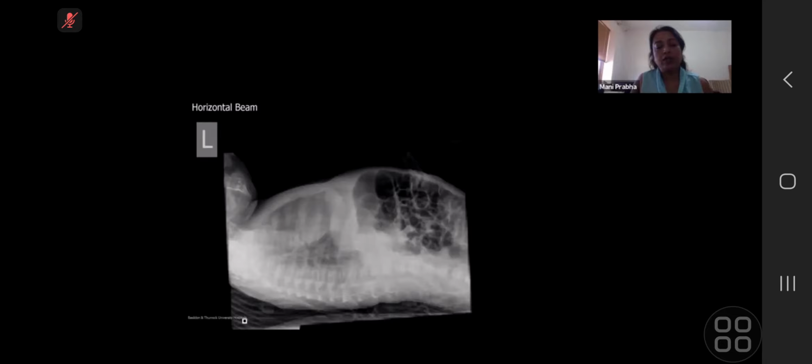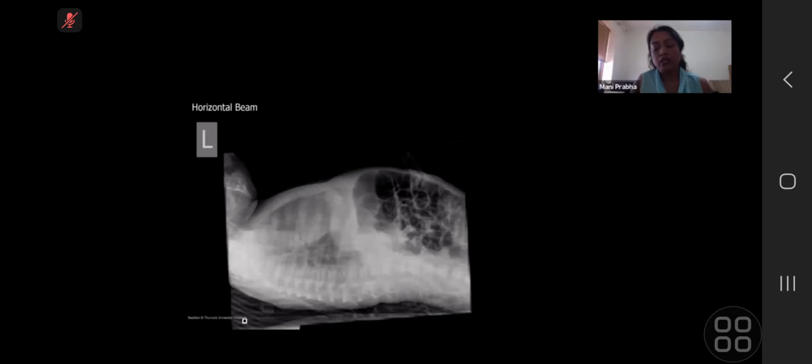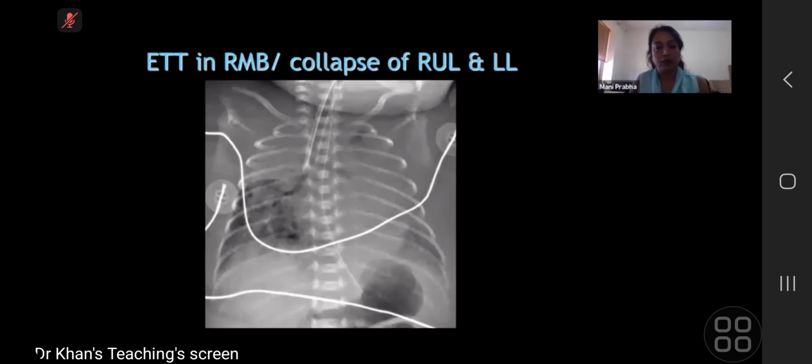So the lateral position is more useful because it tells you also the side where the air is. Otherwise, you can see the side on an AP radiograph, but the dose is less in the lateral position, whereas the dose in the supine position is much more. So that's the advantage of the lateral position if the child can be rotated. So yeah, the ET tube was in the right main bronchus with collapse of the right upper lobe.